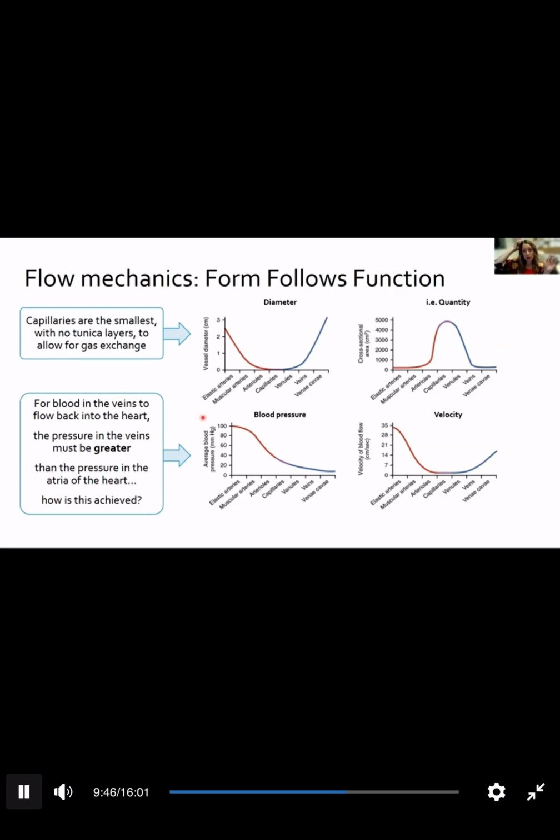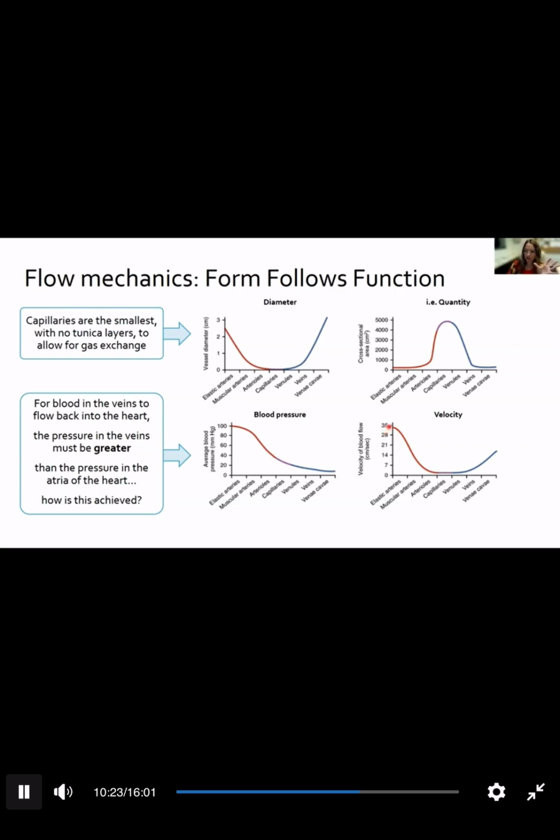When I talk about high to low pressure, you can see exactly what this means here. So the elastic arteries are going to be having the highest pressure inside those vessels, to the muscular, to the arterioles. Now we're going down in pressure to the capillaries, to the venules, the veins, and the vena cava. So this just goes in one direction, from high to low, okay? So the pressure in the veins has to be greater than the pressure of the heart in order for the veins to be able to return to the heart. So I'll talk in a second about how exactly that's achieved.